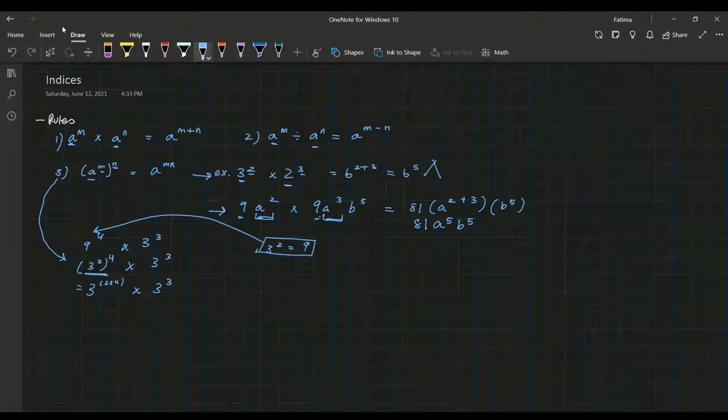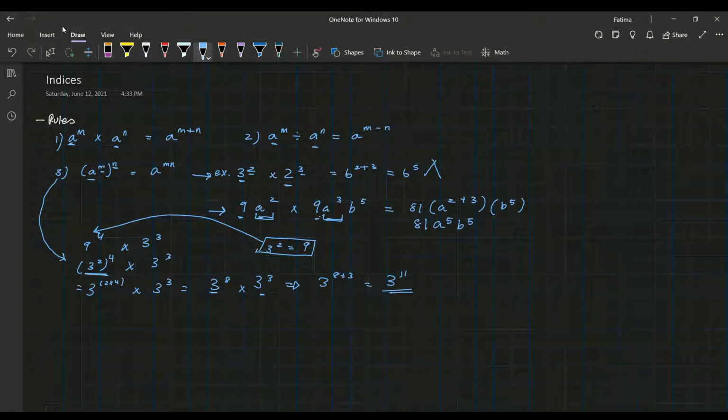So essentially it would be 3 to the power 8 into 3 cubed. Now I can simply add the powers because now the base is the same. So 3 to the power 8 plus 3, that would give me 3 to the power 11.